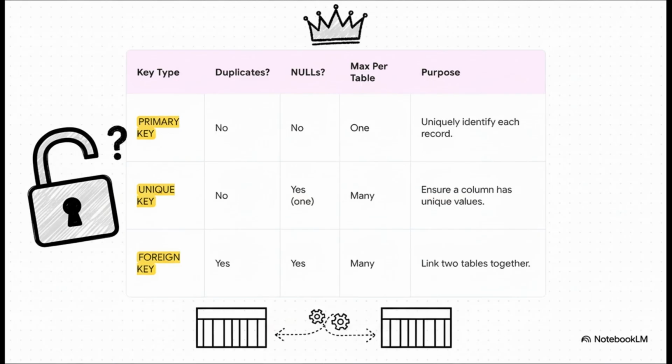A foreign key is the connector, the link between 2 tables. But here's the tricky part interviewers love to ask about, the difference between a primary and a unique key. They both stop duplicates, right? But the key difference, and you'll want to remember this, is that a unique key allows for one single null value. That's a tiny detail that shows you really know your stuff.